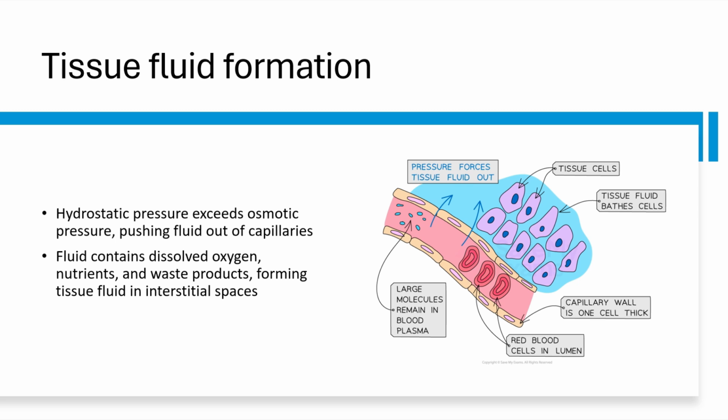What I mean by that is hydrostatic pressure is the pressure created from the heart pumping. The osmotic pressure is the pressure that causes the water to stay inside the capillary and not be moved out. So the hydrostatic pressure from the heart pumping exceeds the force trying to keep the tissue fluid inside the capillary. Since the pressure for it to leave is greater than the pressure to keep it in, it moves out. So pressure forces fluid out, and the fluid contains dissolved oxygen, nutrients, and waste products, forming tissue fluid in the interstitial spaces.